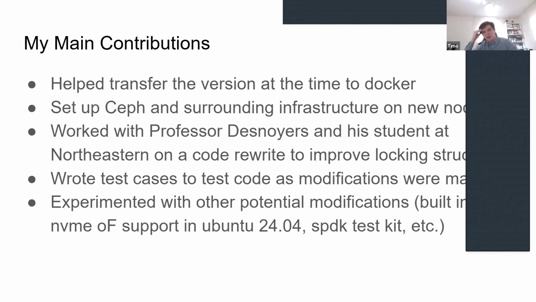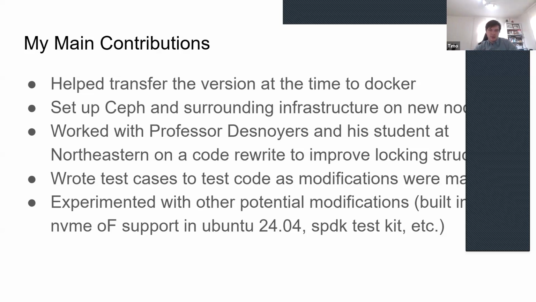First I helped to set it up initially to try to use the same Ubuntu version, the same setup on a different system, but we ended up committing to setting up LSVD as a project in a Docker container. At the end of setting this up, I also helped set up the Ceph connection and surrounding infrastructure on the node, essentially maintaining the testing environment that we were working in.